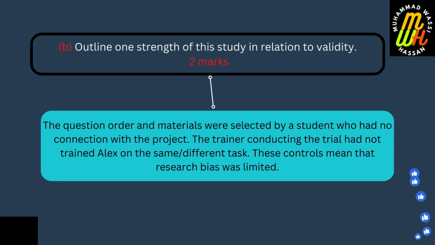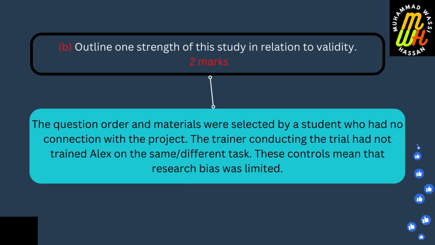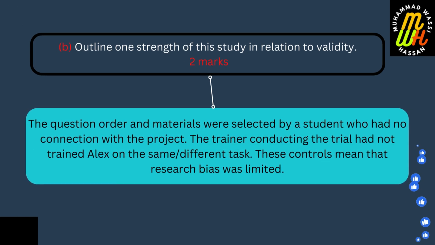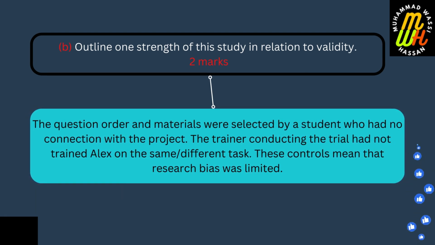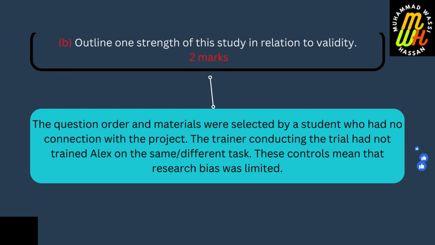B. Outline one strength of the study in relation to validity. 2 marks. The answer is the question order and materials were selected by a student who had no connection with the project. The trainer who conducted the trial had not trained Alex on the same or different task. These controls mean that research bias was limited.